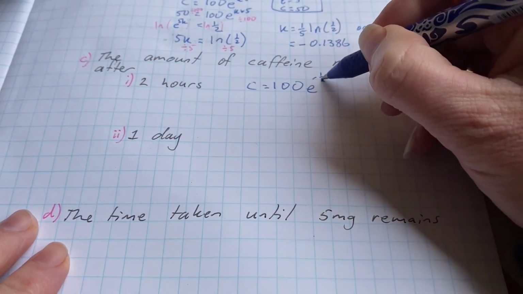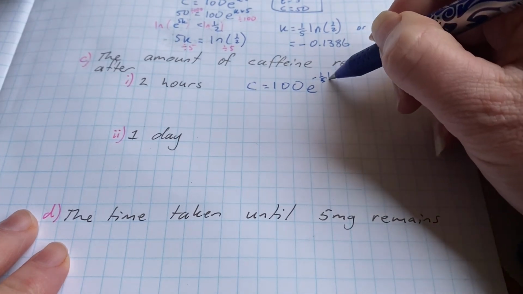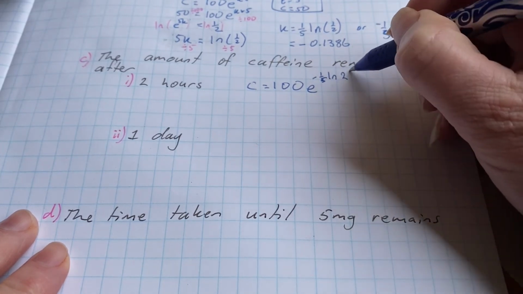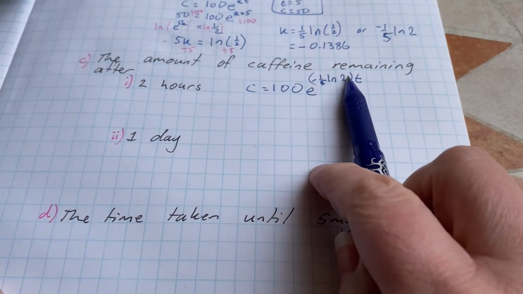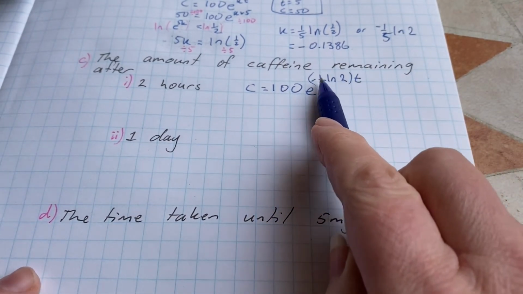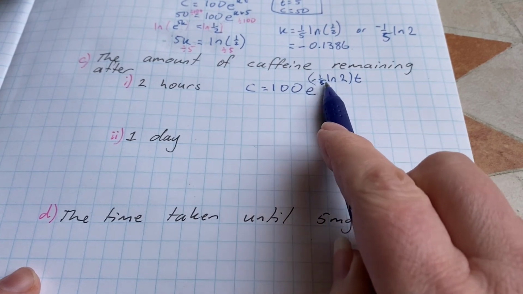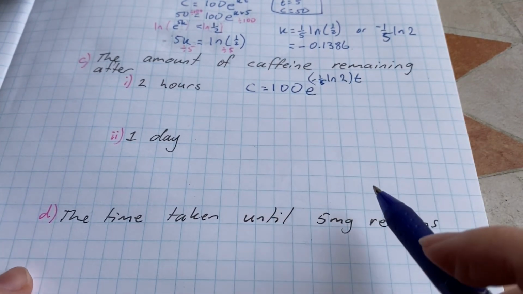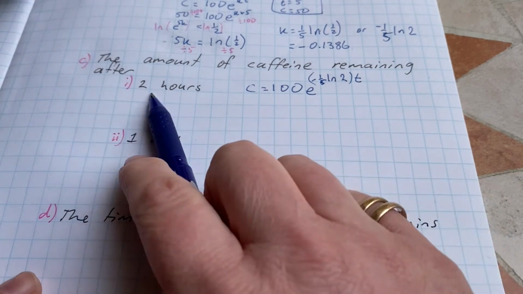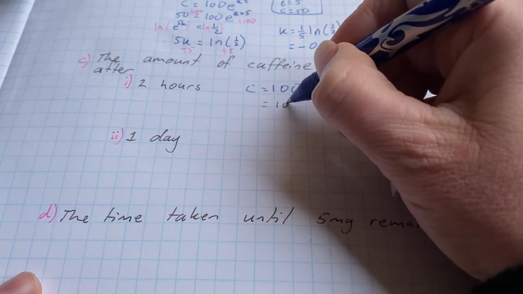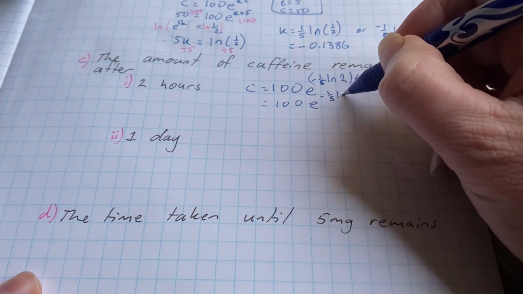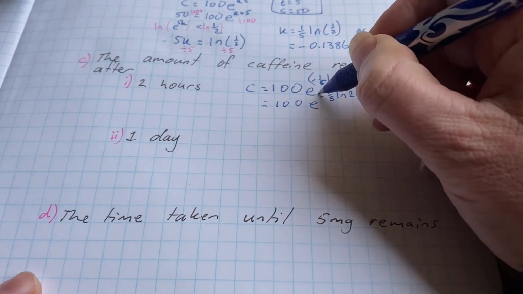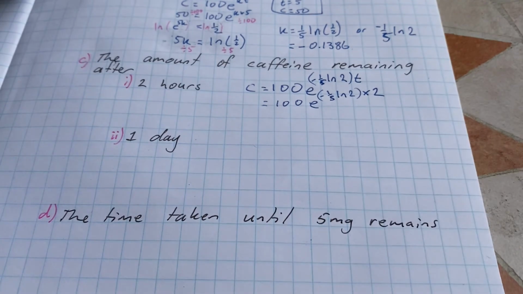So negative 1/5 log 2 times t. That t could have actually gone on the 1/5 as well. We could have put t on 5 log 2. Anything like that's fine. And we want it after 2 hours. So 100e to the negative 1/5 log 2 times 2.